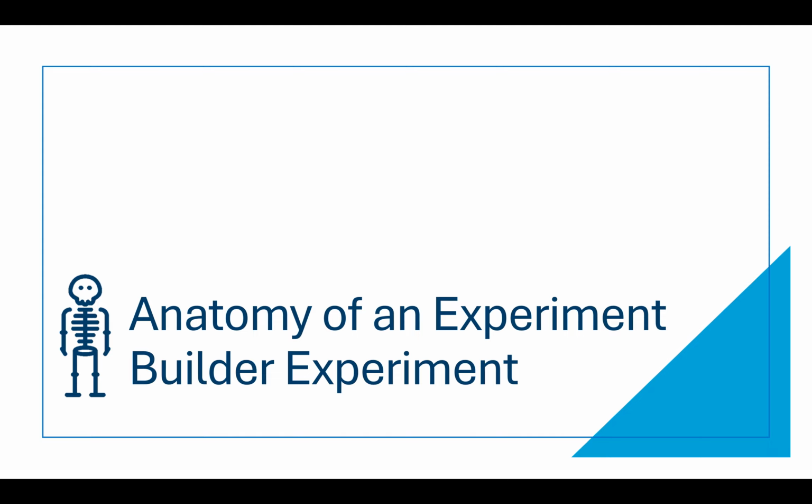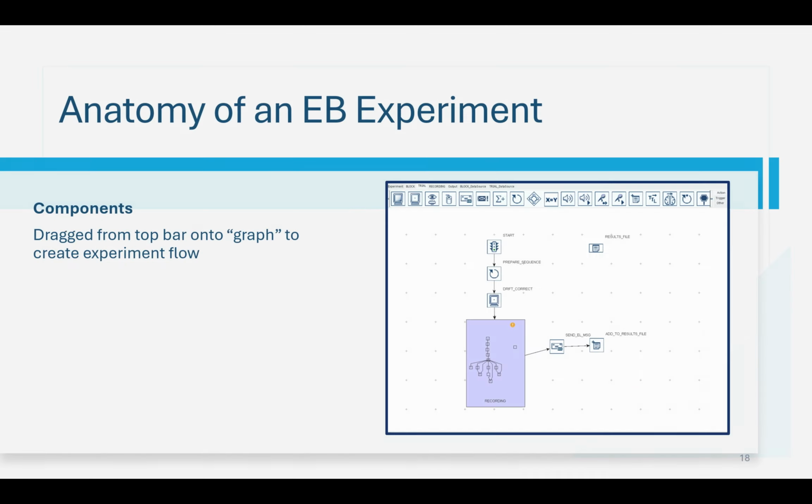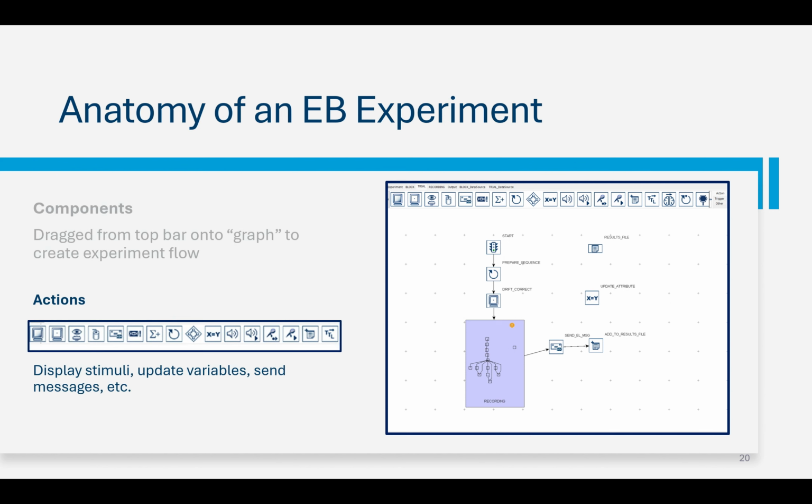Now, let's go a little more in depth to the anatomy of an Experiment Builder experiment. So, as I said, components, you drag them onto the graph to make your experiment flow, and these come in three types. Actions are most of the things that you do in an experiment. So if you're displaying a stimulus, updating a variable, sending a result to your results file, almost anything you do in the experiment flow itself is going to be an action. So I've highlighted all the actions in this sequence.